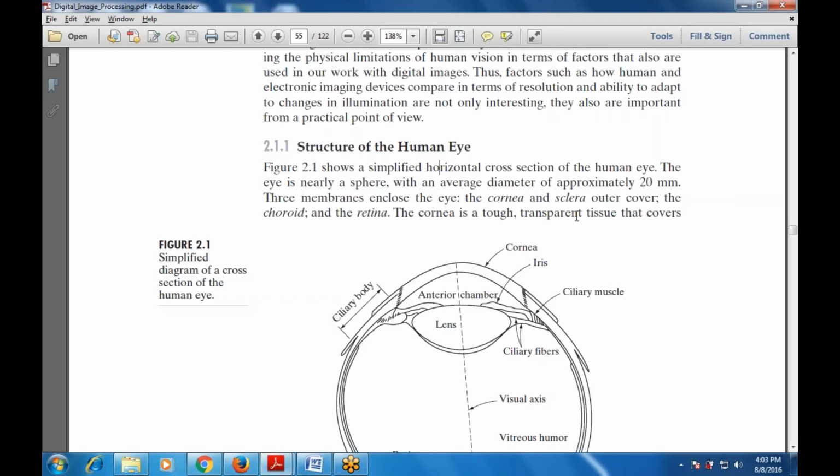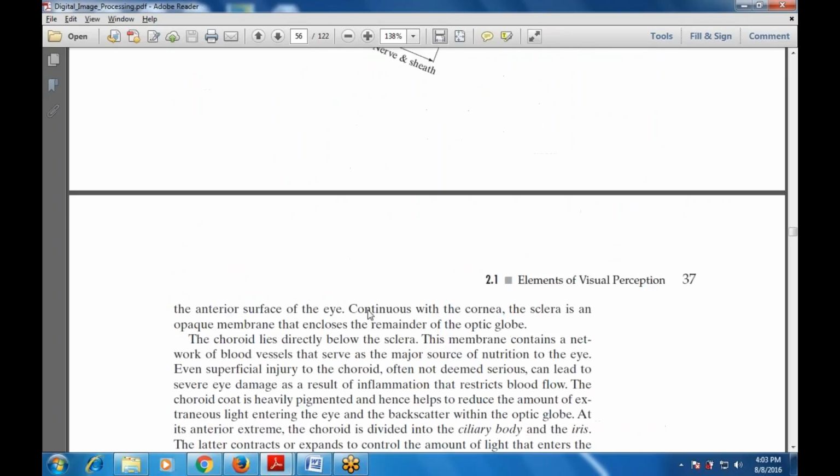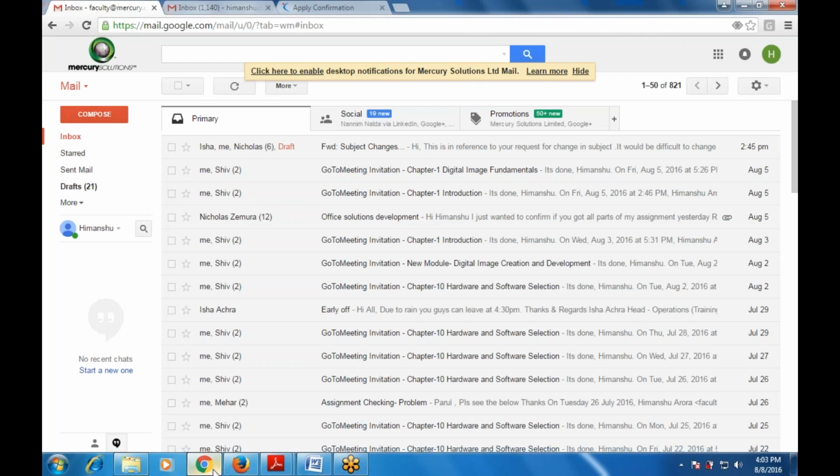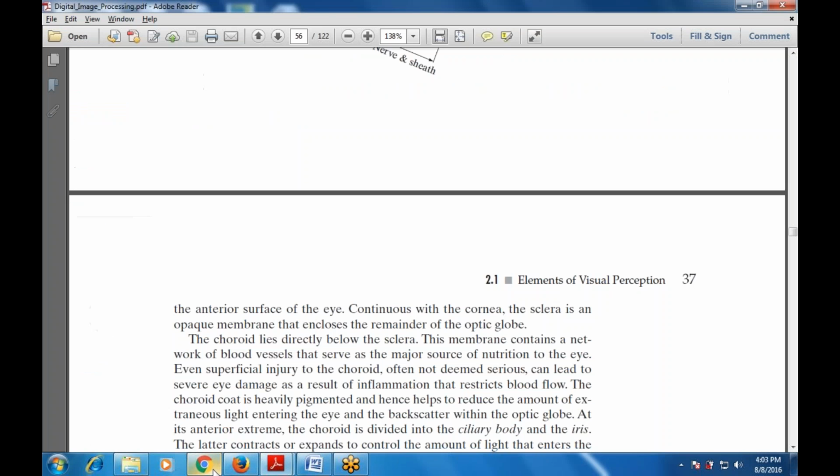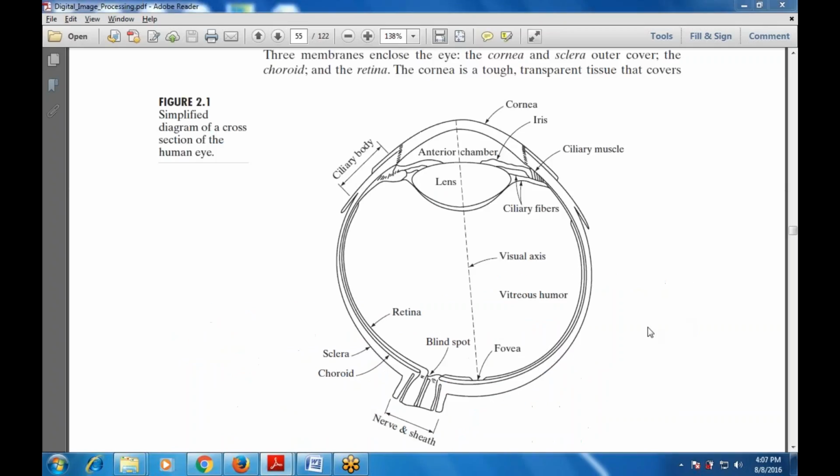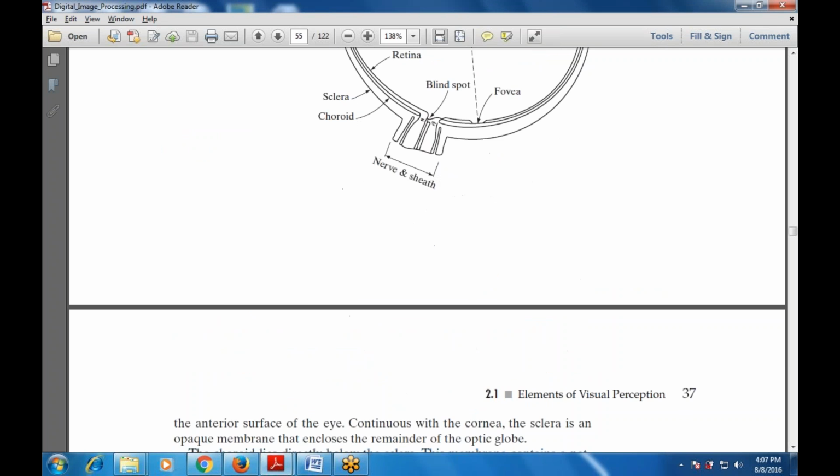The cornea is a tough, transparent tissue that covers the anterior surface of the eye. Continuous with the cornea, the sclera is an opaque membrane that encloses the remainder of the optic globe. This diagram is a simplified cross section of the human eye, consisting of the cornea, sclera, choroid, and the retina. Now let's see one by one.